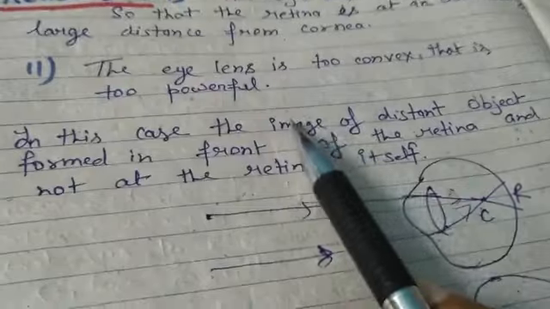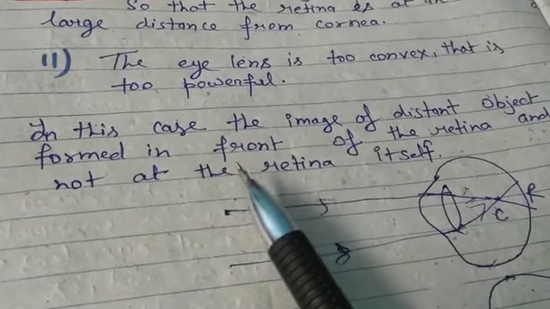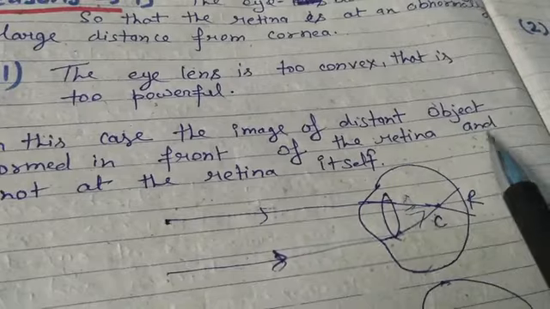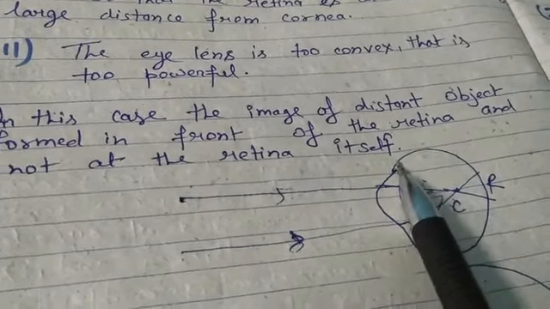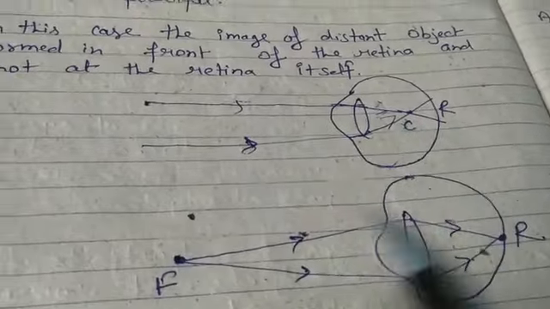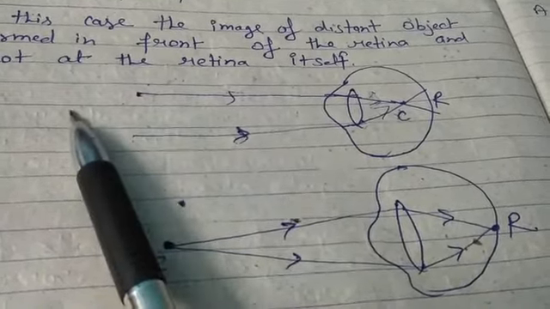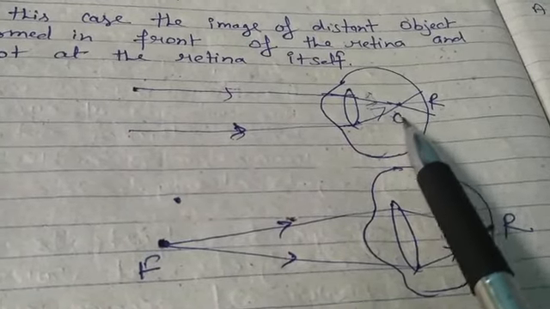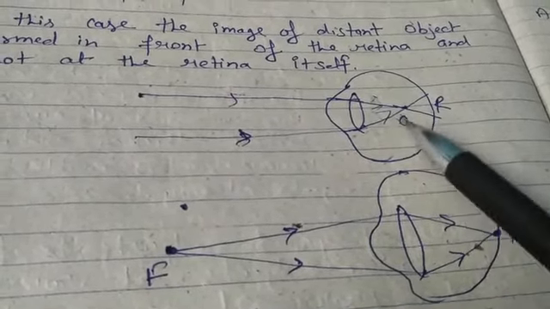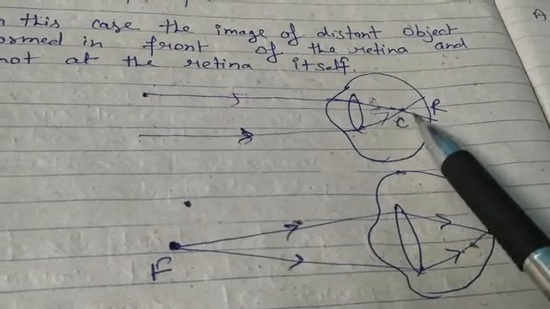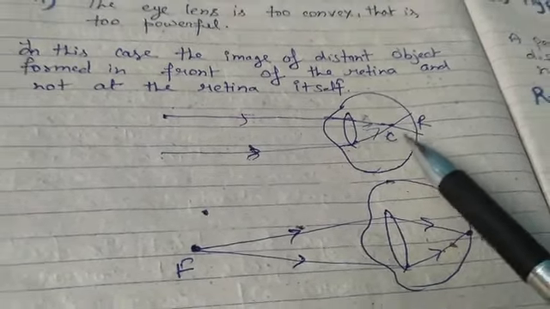So in either case, the image of a distant object is formed in front of the retina and not at the retina itself. Now here you can see with the help of the diagram, these light rays are coming from an object and they intersect before the retina, and because of that the image is formed in front of the retina, not at the retina itself. That means now for this person the far point is not at infinity. The far point comes near to the eye.